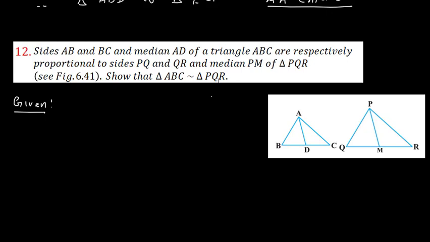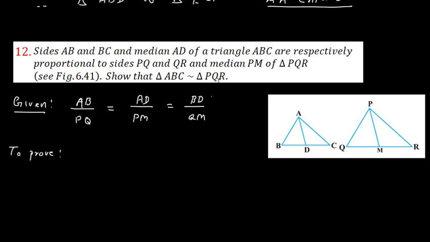So here I will write that given is AB upon PQ, because they already mentioned that sides are in proportion. So AB upon PQ is equal to BD, or I will take first AD upon PM, and this is equal to BD upon QM. This is given, and now I have to prove.